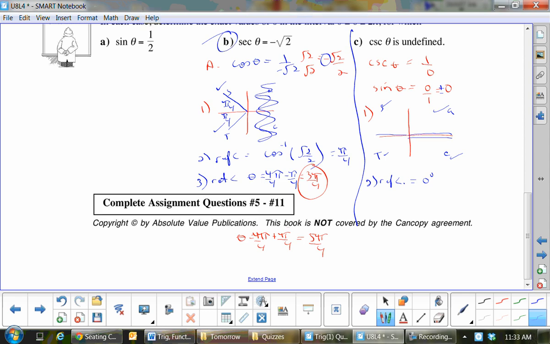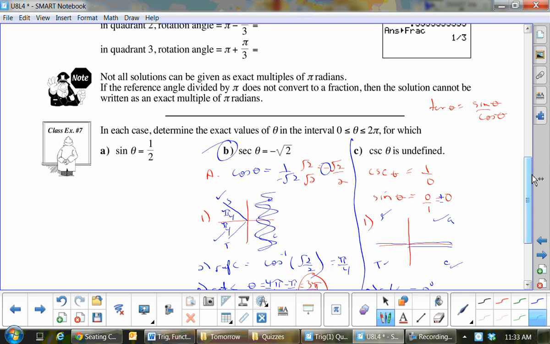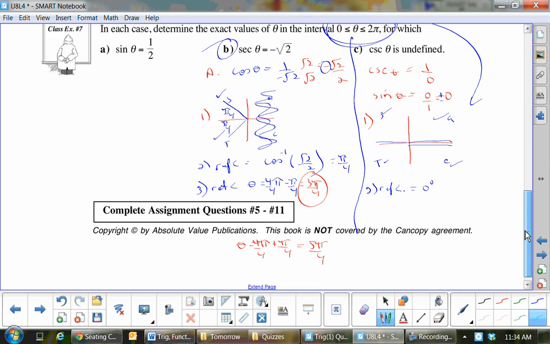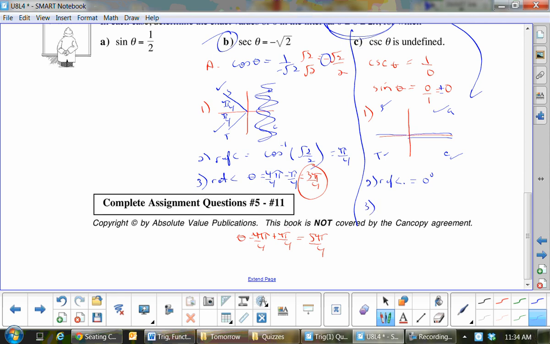Why do I know that I have to go all the way around? Because of my domain. It says between 0 and 2 pi. So my first rotation angle would be 0, then pi, and 2 pi. Sorry, I shouldn't say 0 degrees, because we're in radian mode. So there's a question that has 3 answers to it. There will be ones that have 4. There will be ones that have 1. So 1, 2, 3, or 4 are all possibilities.